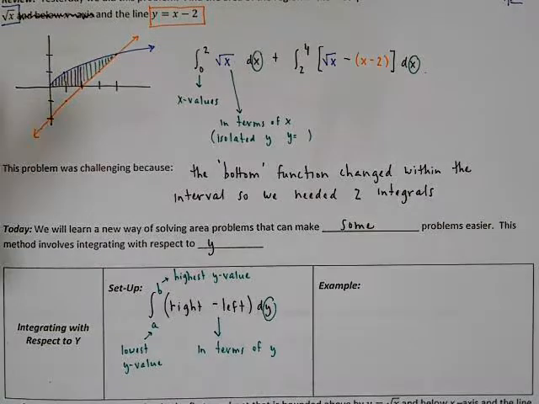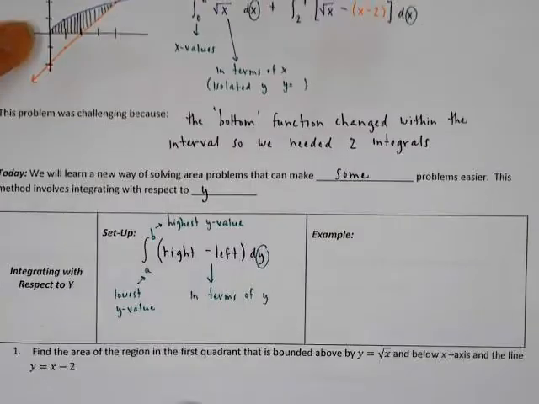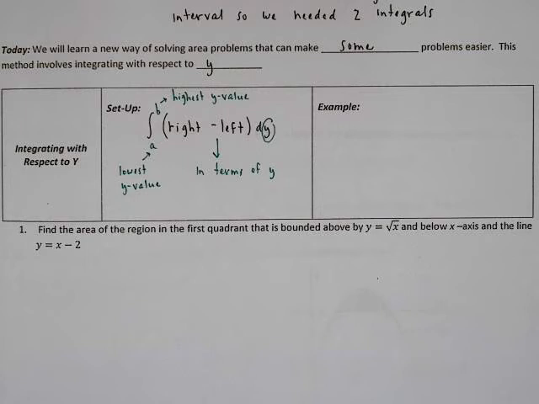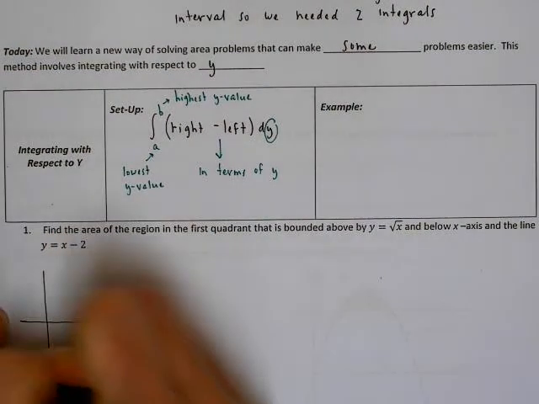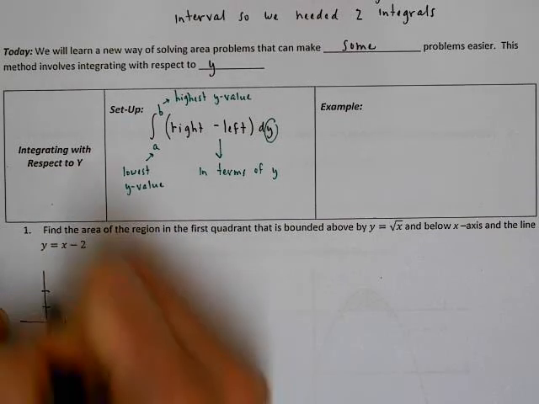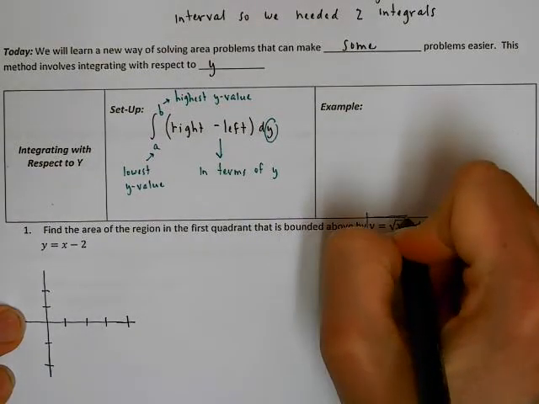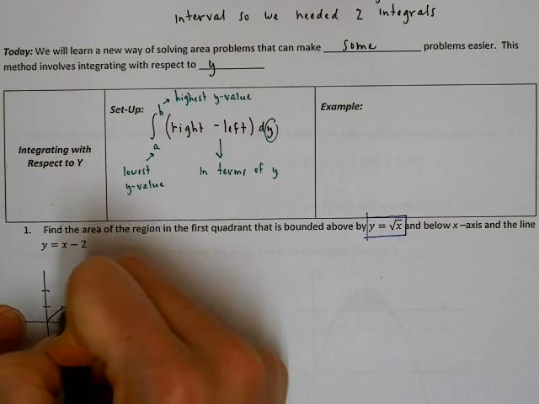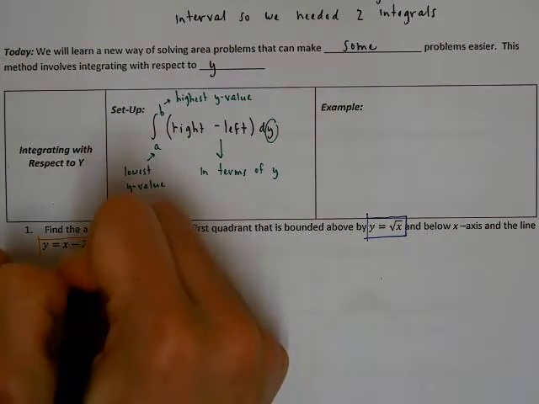So let's go ahead and take the same problem. We're going to leave this example blank, but we're going to take this same problem now and look at what it would look like to integrate with respect to y. So the first thing I'm going to do here is just draw my curves again. Okay, so I'm still going to make this one square root of x. And then we'll have y equals x minus 2.